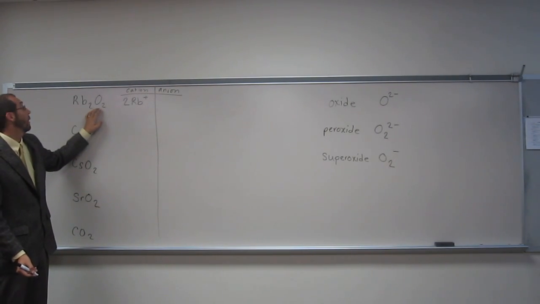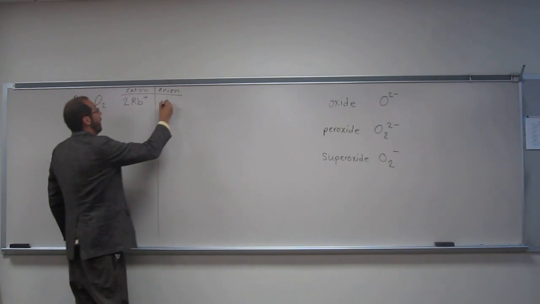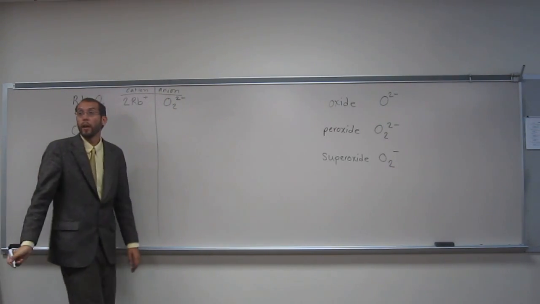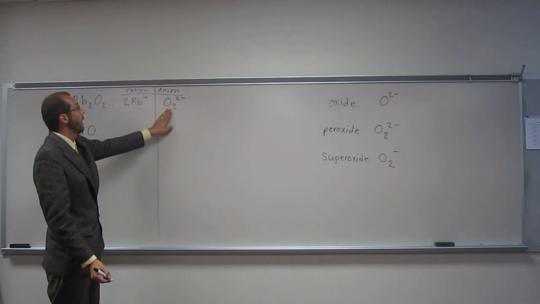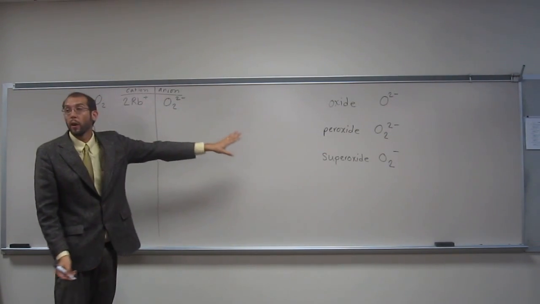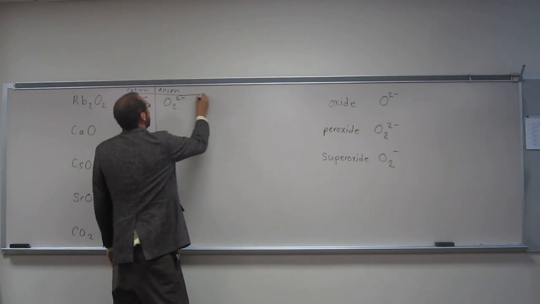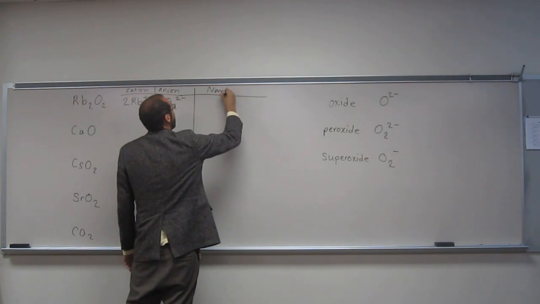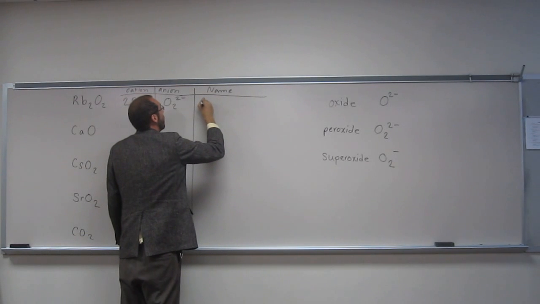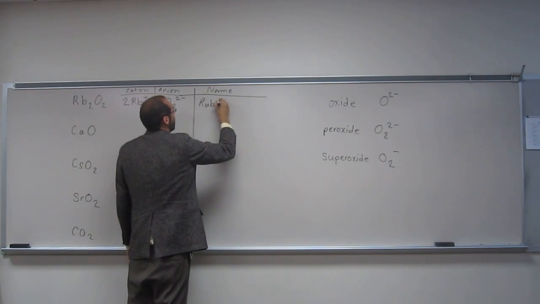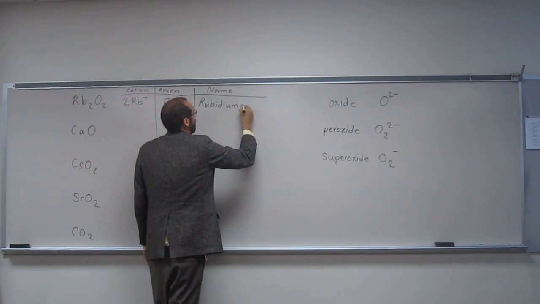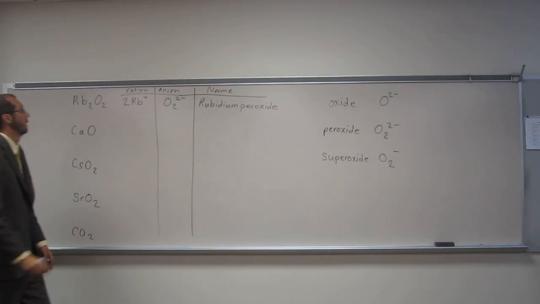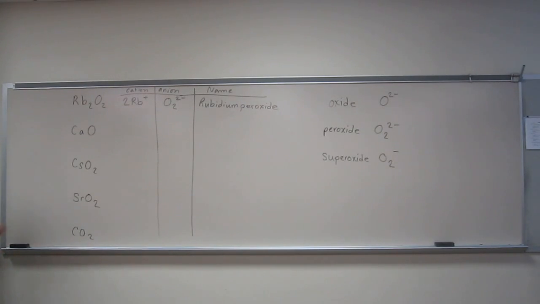So what's the charge of oxygen? What kind of oxygen do we have here? It's an O, what is it? 2 minus, right? So what kind of oxygen is that? Peroxide. It's a peroxide, right? So the name of this compound is going to be what? Rubidium peroxide. You guys okay with doing that?